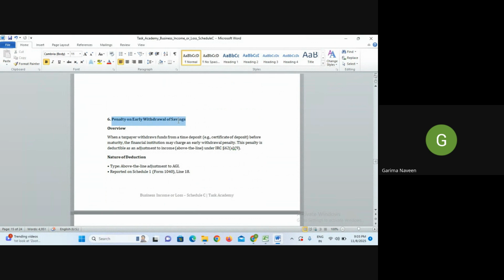Next is penalty on early withdrawal of savings. For example, if you are withdrawing your savings but you are not qualified for withdrawal, then you need to pay a certain penalty on this withdrawal. This kind of penalty you can deduct in your Form 1040.